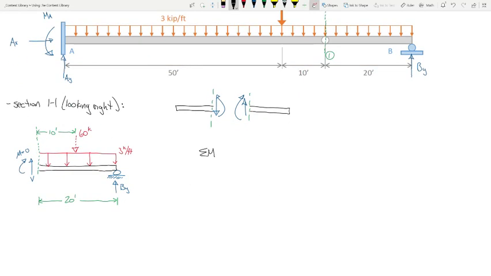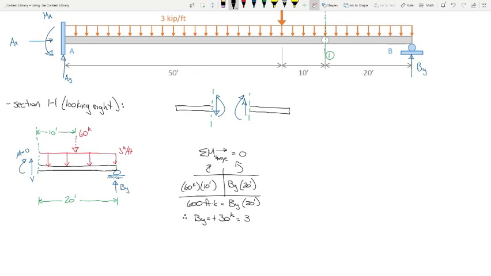So now I'm going to sum moments at the hinge. And maybe what I'll do to be consistent, to say I'm summing moments at the hinge looking to the right, equals 0. And so I have 60 times 10 going this way, BY times 20 going this way. So 600 foot kips equals BY times 20, so therefore BY is positive 30 kips, which is 30 kips up.